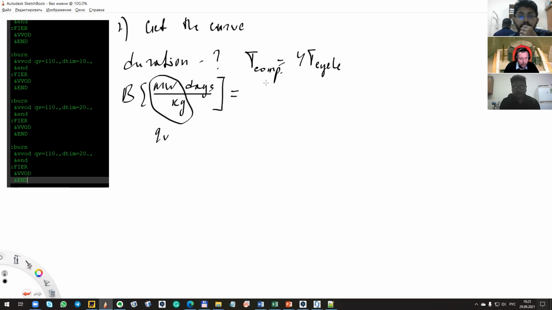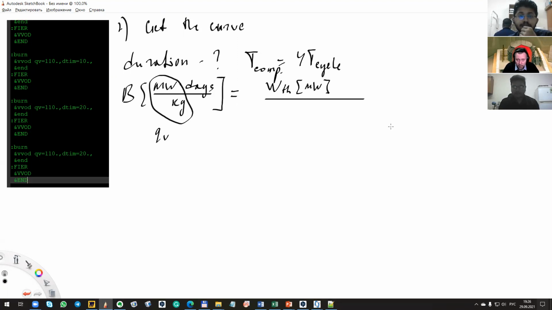You have a power of nuclear reactor, VVER-1200, for the thermal power. Do you know the thermal power? 3,200. Yeah, 3,200 megawatts.